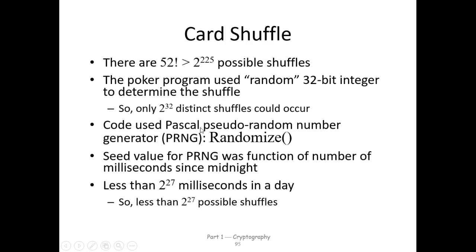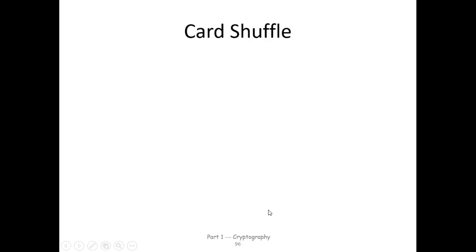The code used Pascal's pseudo random number generator, PRNG, randomize. There is a function which will generate all 2 raised to 32 possibilities of card shuffling. The seed value for the PRNG was a function of the number of milliseconds since midnight. So it calculates the randomization in terms of milliseconds. There are less than 2 raised to 27 milliseconds in a day, so even considering an exact whole day, there are only 2 raised to 27 possible shuffles.